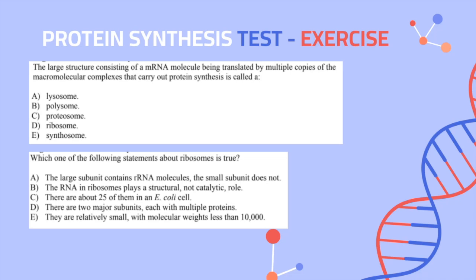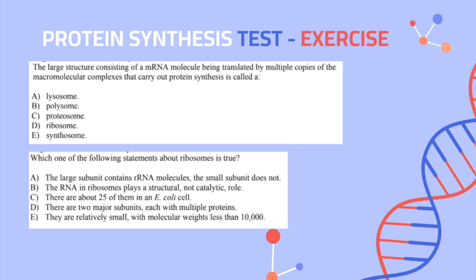All right, so next, which one of the following statements about ribosomes is true? Again, a few seconds to think. All right, so let's proceed by elimination. The large subunit contains rRNA molecules, the small subunit does not. This is incorrect. You can go back, the smaller subunit also contains rRNA.